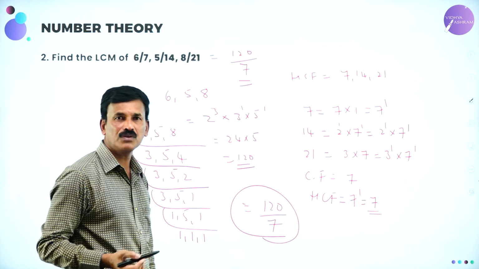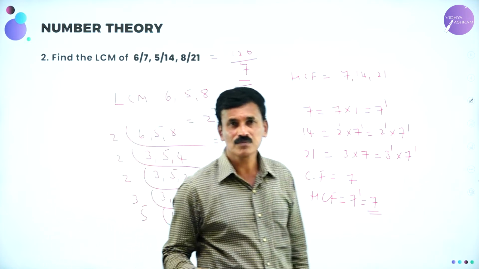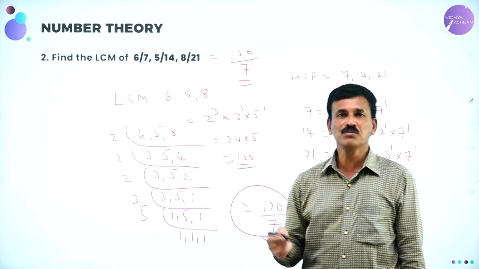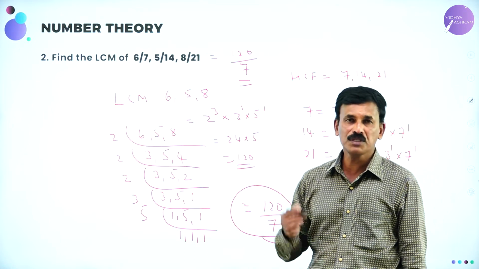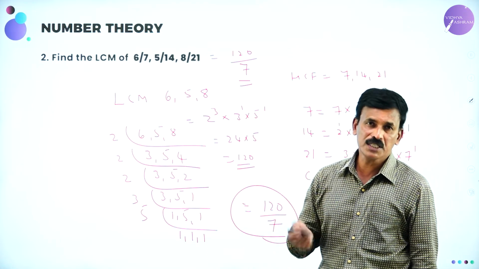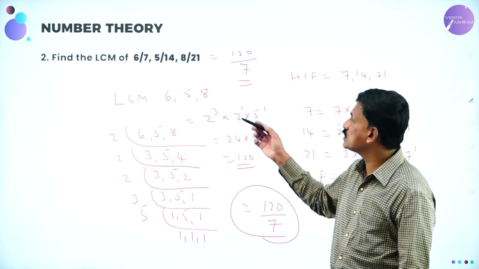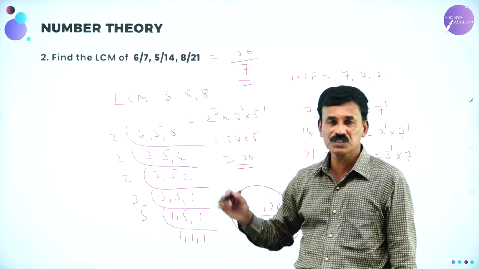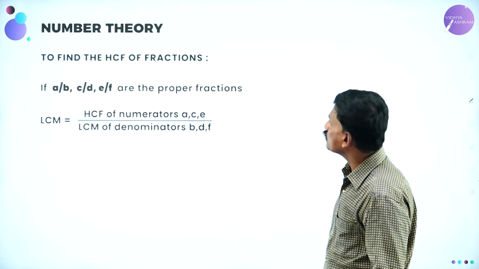That's it. Hope you followed. Very simple type. Find out the LCM in the numerator and the HCF in the denominator. LCM of numerator divided by HCF of denominator will give the LCM for the given fractional values. Now let us come to the next problem.